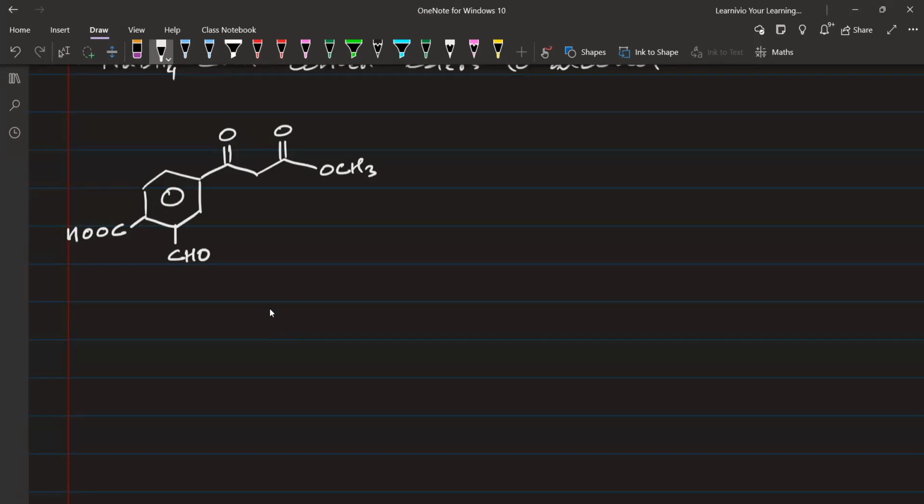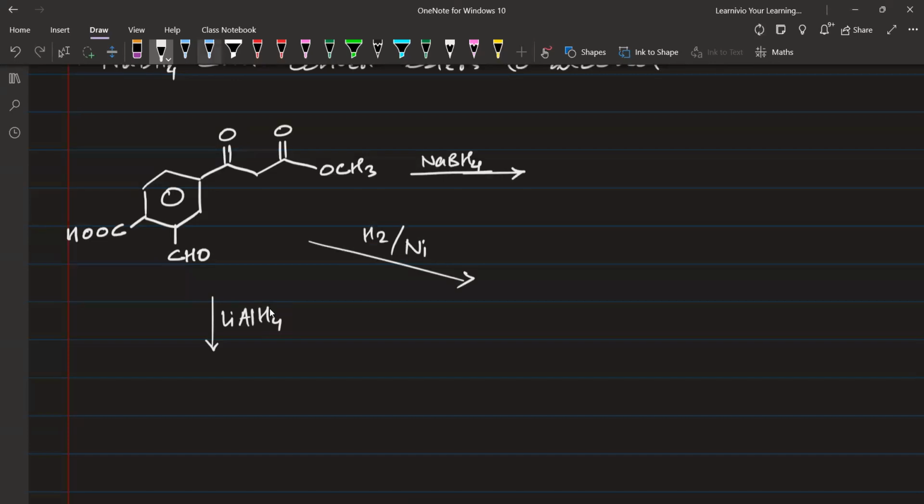अब इसको ना तीन रिएजेंट से हम लोग रिएक्ट करवाएंगे. The first one is sodium borohydride. The second one is H2 in the presence of nickel. And the third one is lithium aluminium hydride.